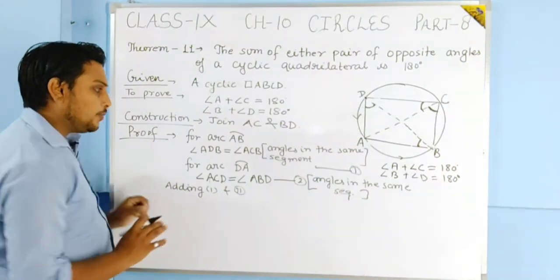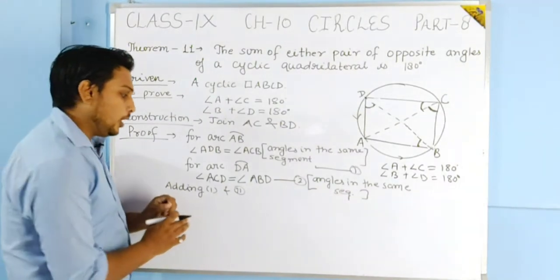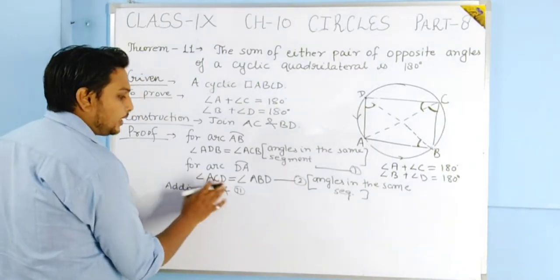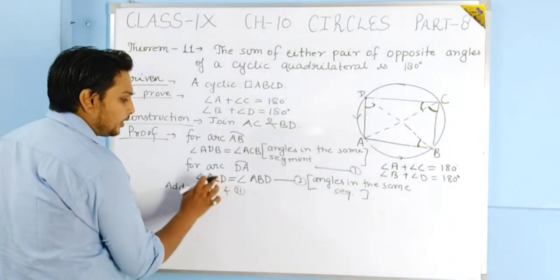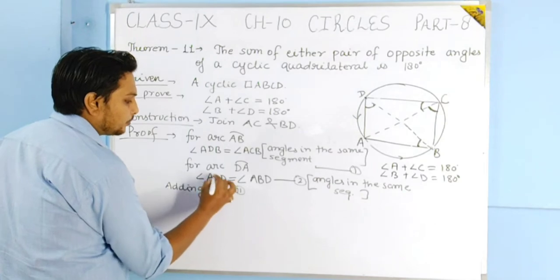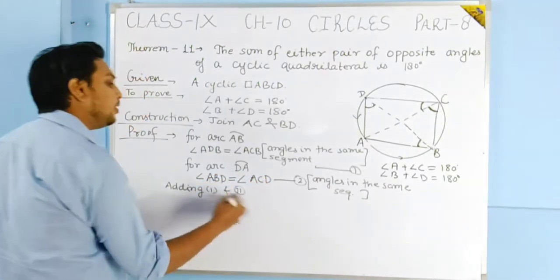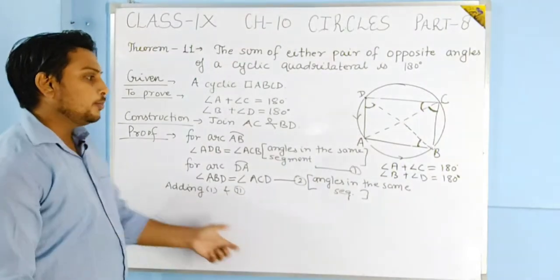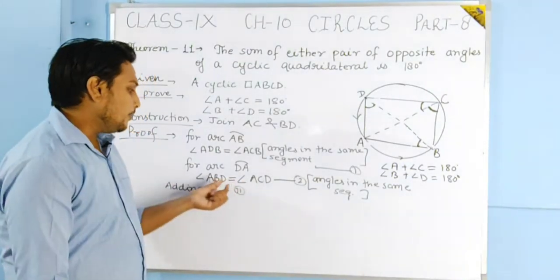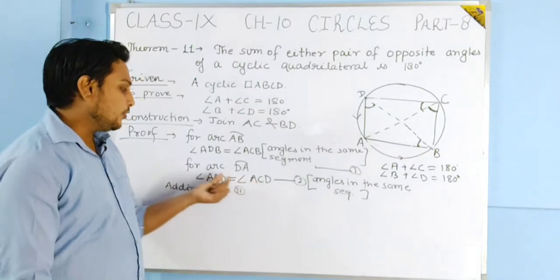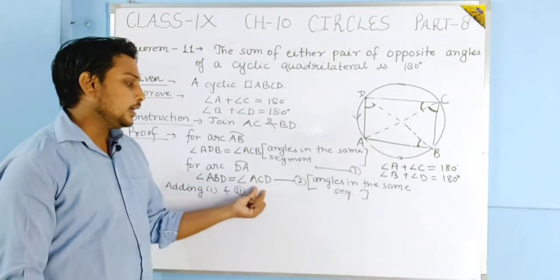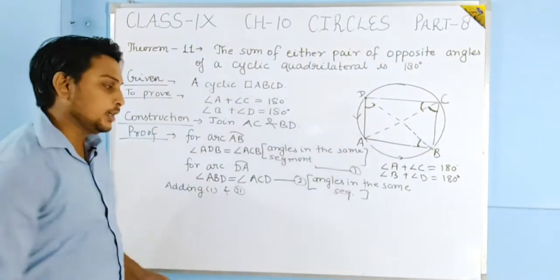students, one thing I am going to change here. I am writing this angle ABD in the left hand side and angle ACD in the right hand side. It will make no difference in the proof. Okay, I have just shifted this angle ABD to the left hand side and written ACD in the right hand side.